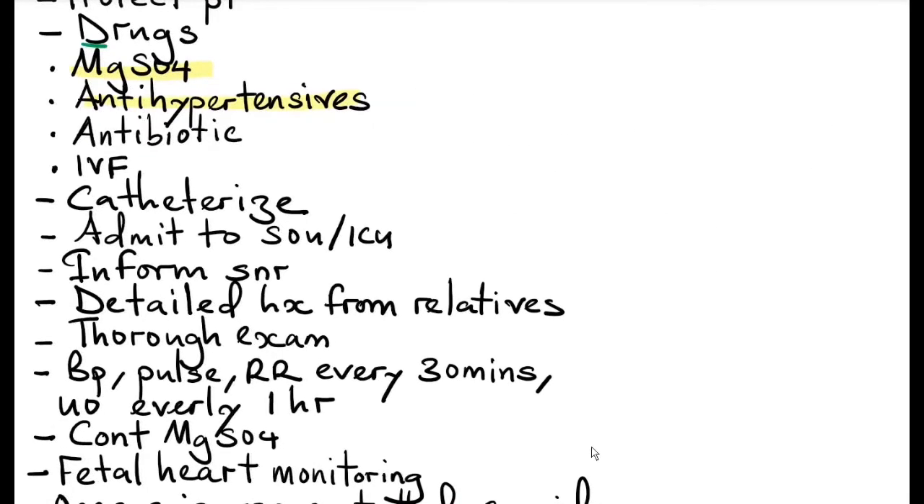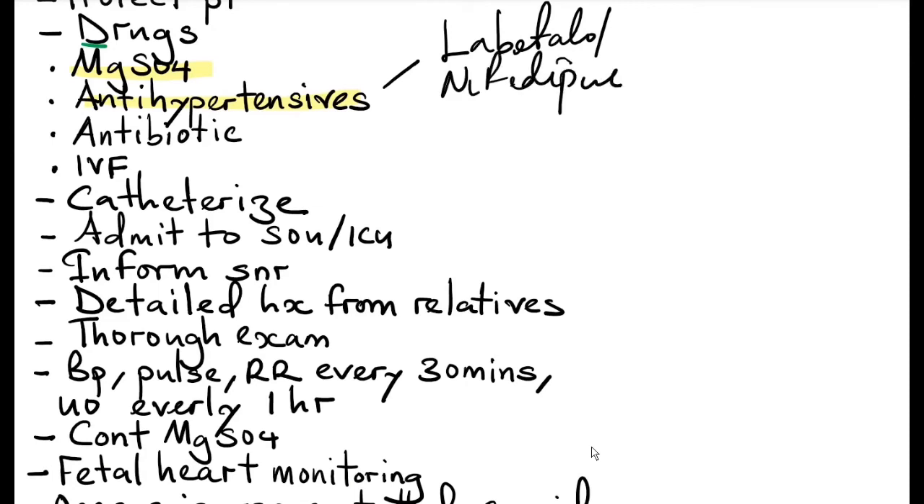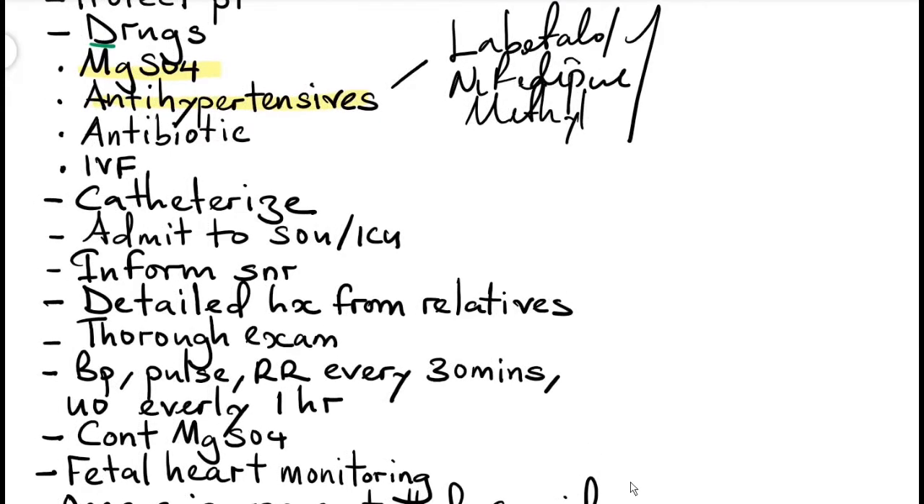Put the patient on antihypertensives. Commonly used antihypertensives that are safe in pregnancy are labetalol, nifedipine, methyldopa. So you can give these drugs alone or together depending on how high the blood pressure is. And if the diastolic blood pressure is more than 110, you give hydralazine. Hydralazine is 5 milligrams to 10 milligrams given every 15 to 60 minutes until the diastolic blood pressure is less than 110.